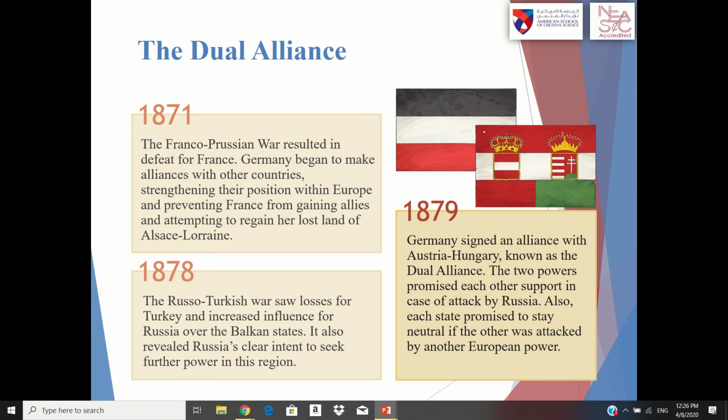In 1878, the Russo-Turkish War saw losses for Turkey and increased influence for Russia over the Balkan states. It also revealed Russia's clear intent to seek further power in this region. In 1879, Germany signed an alliance with Austria-Hungary known as the Dual Alliance. The two powers promised each other support in case of attack by Russia. Also, each state promised to stay neutral if the other was attacked by another European power.